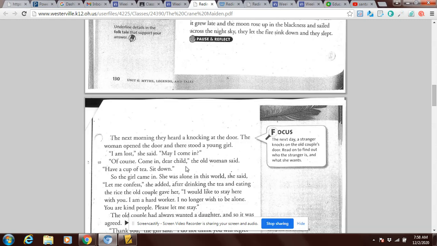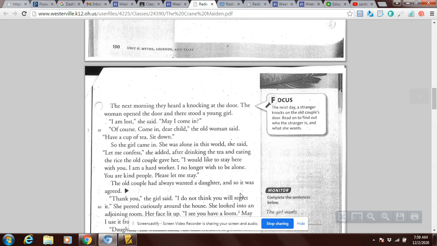Of course, come in, dear child, the old woman said. Have a cup of tea, sit down. So the girl came in. She was alone in this world, she said. Let me confess, she added, after drinking the tea and eating the rice the old couple gave her. I would like to stay here with you. I am a hard worker. I no longer wish to be alone. You are kind people. Please let me stay.